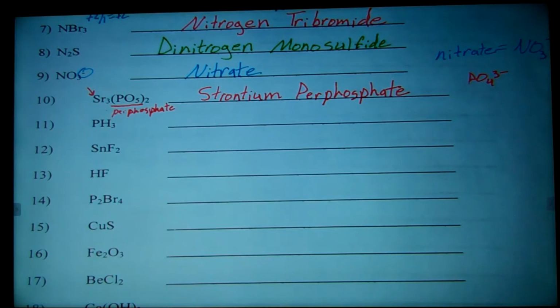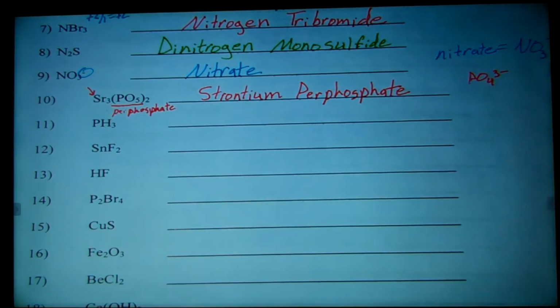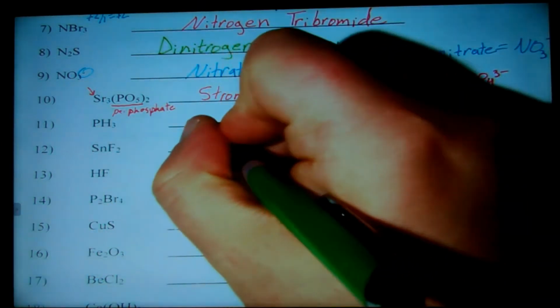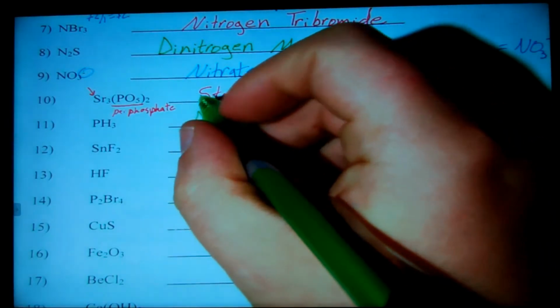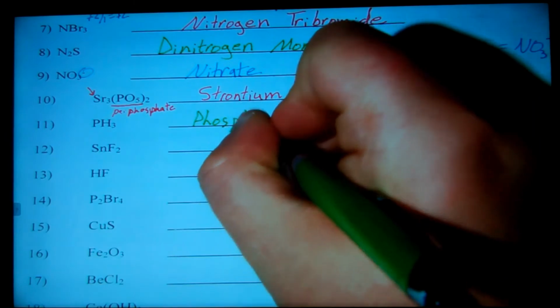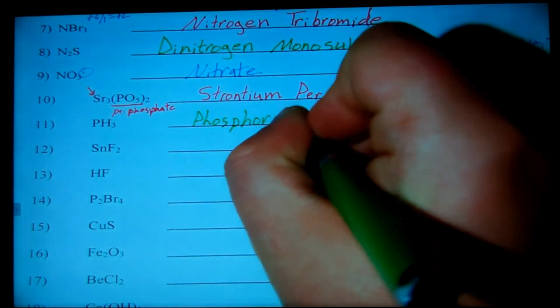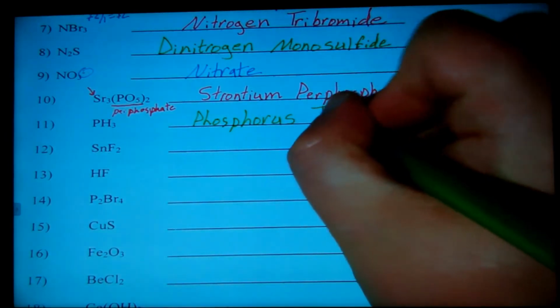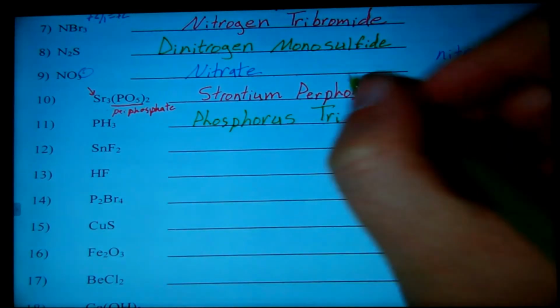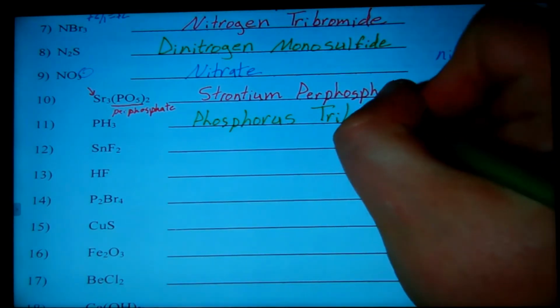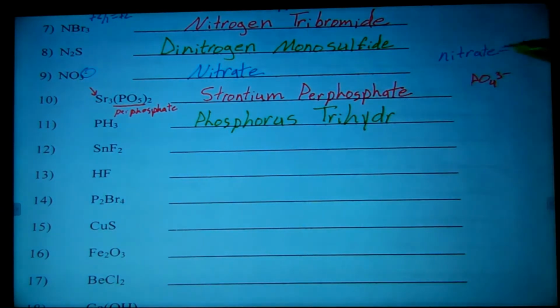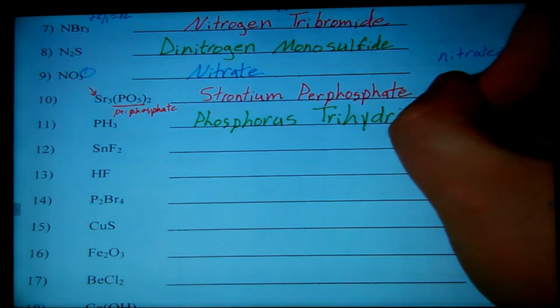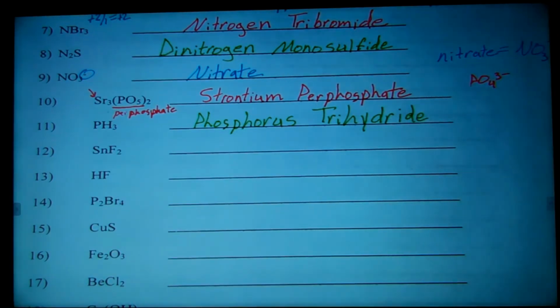which means you are dealing with a covalent bond, so we're going to have to use the prefixes. There's only one phosphorus, so no need for a prefix there, so we just name phosphorus. Phosphorus. Always put the prefix for the second one, so tri, hydrogen, so hydr, and then add ide at the end. So phosphorus trihydride. Okay?